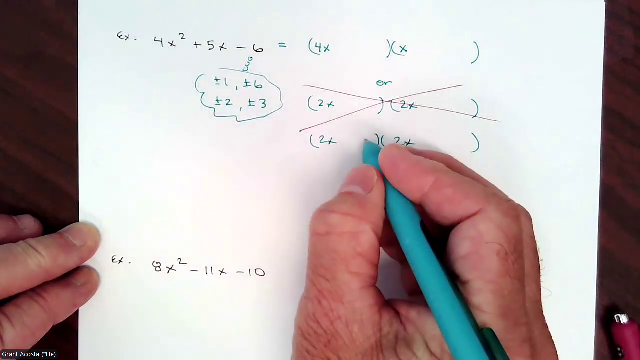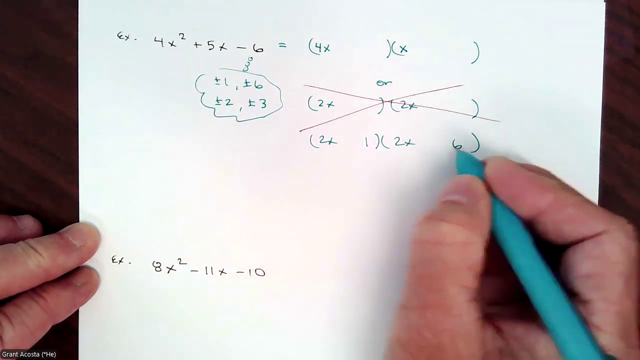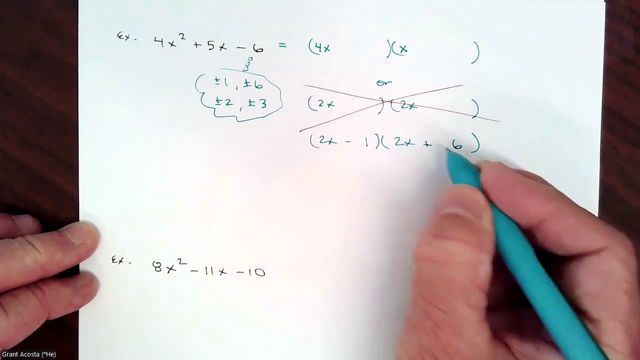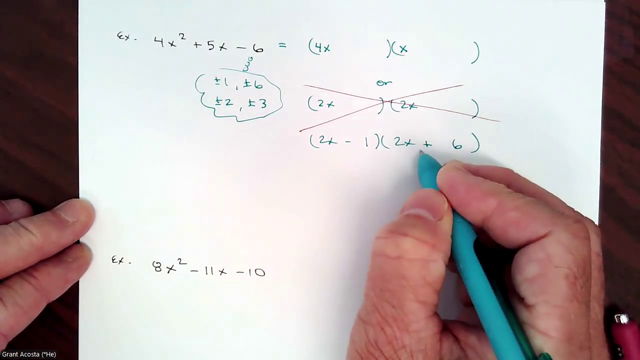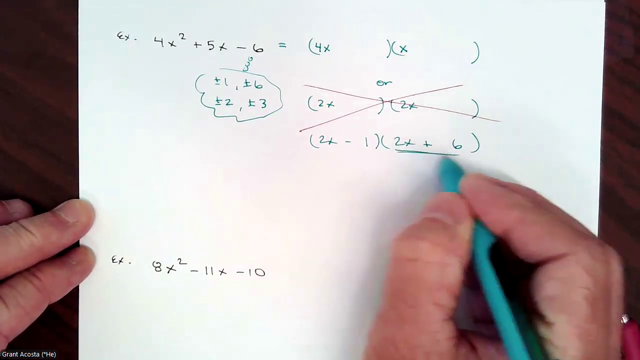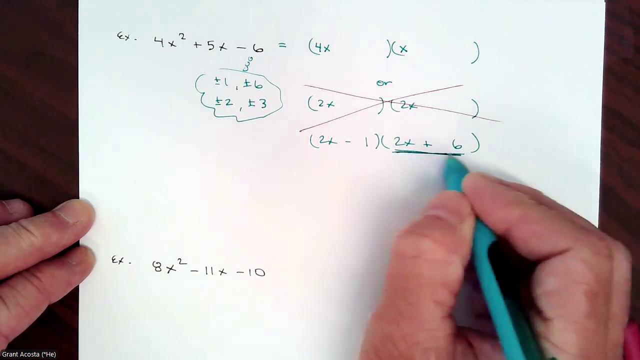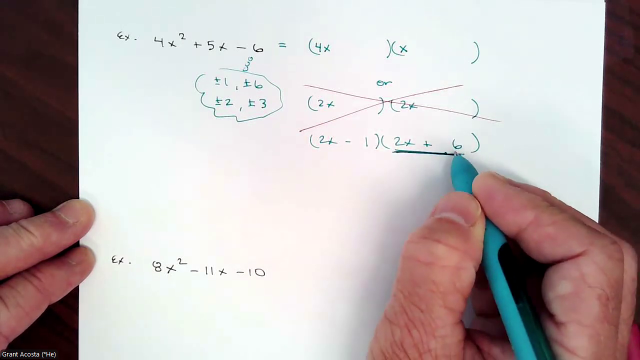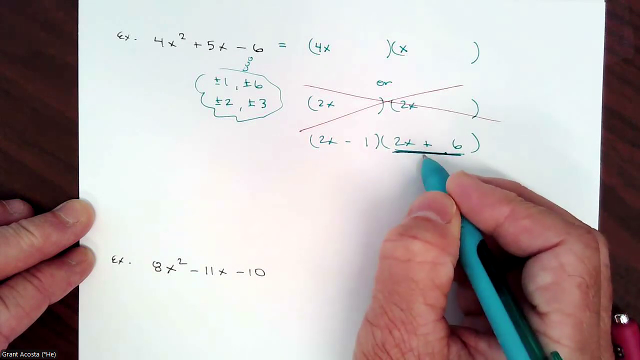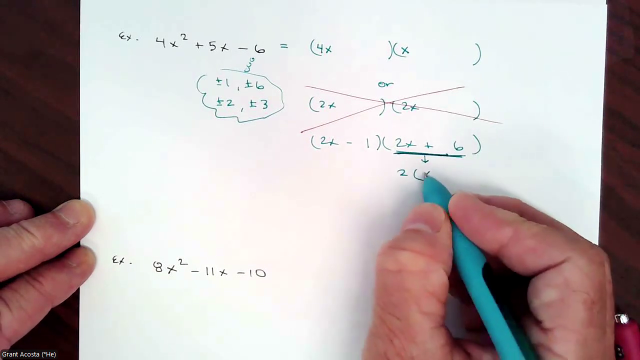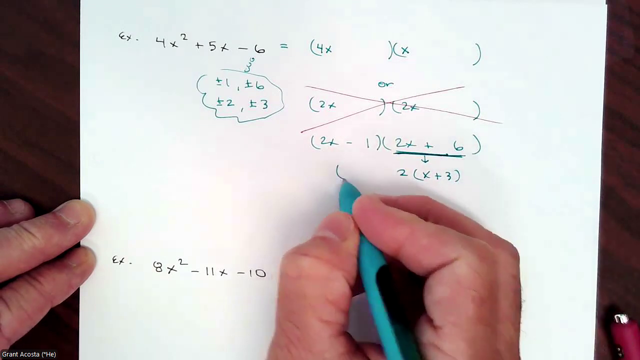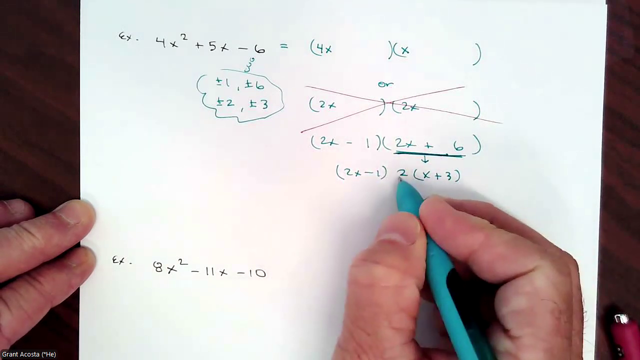Let's try the 1 and the 6. I don't know if it's plus or minus yet, but let's say I go minus here, plus there. The reason I know that this doesn't factor is this factor right here, going back to how we started, has a common factor of 2, which means I should be able to take a 2 out of that, right? 2 times x plus 3, and then this would be 2x minus 1.